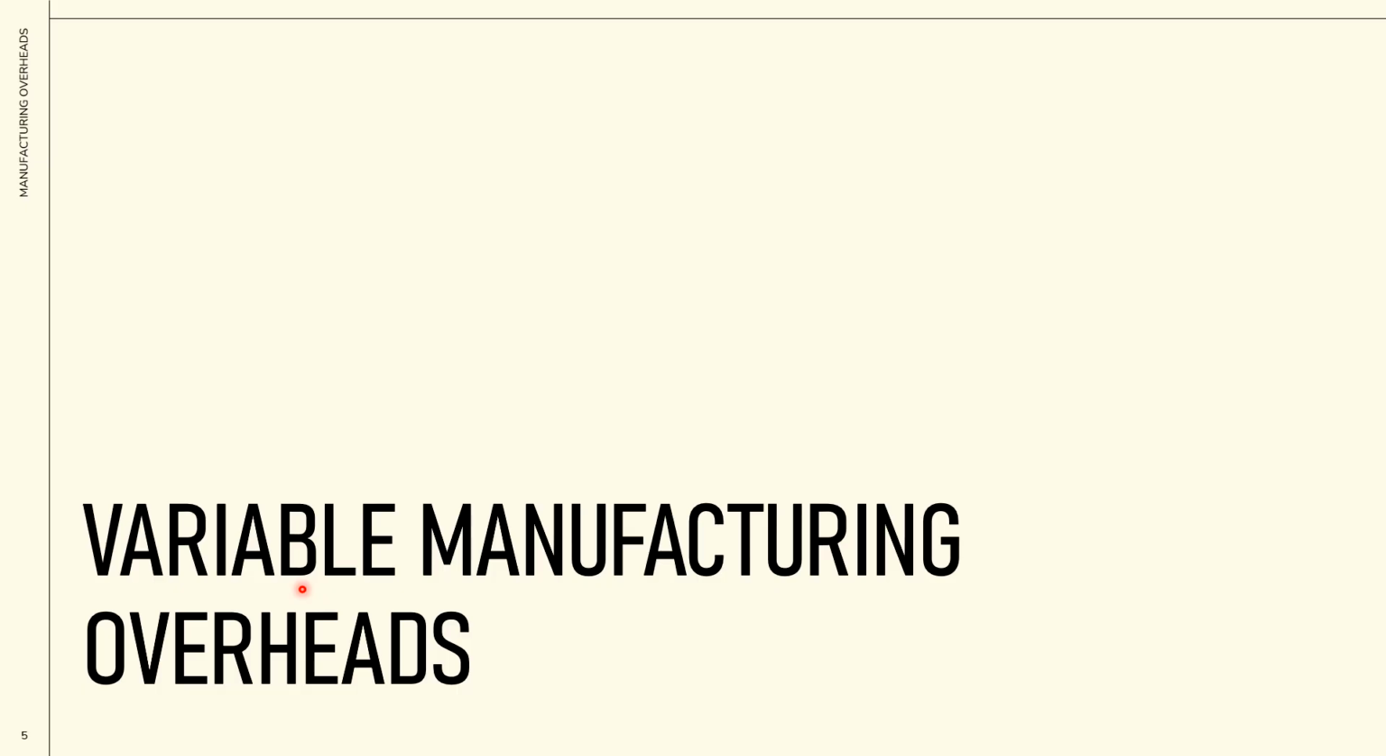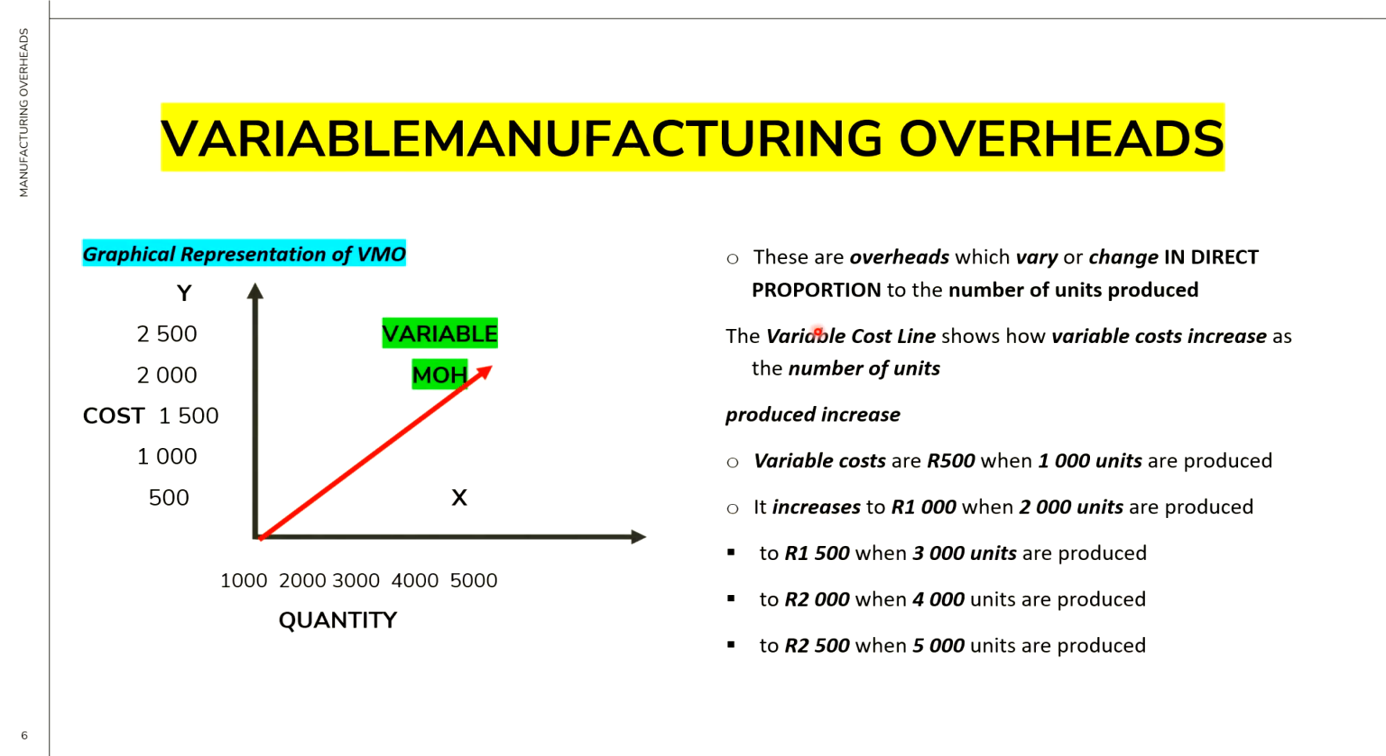All right. So your variable manufacturing overheads, these are overheads which vary or change in direct proportion to the number of units produced. Right. The variable cost line shows how variable costs increase as the number of units increase.